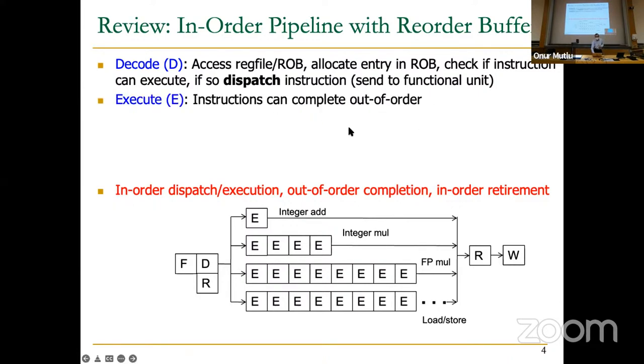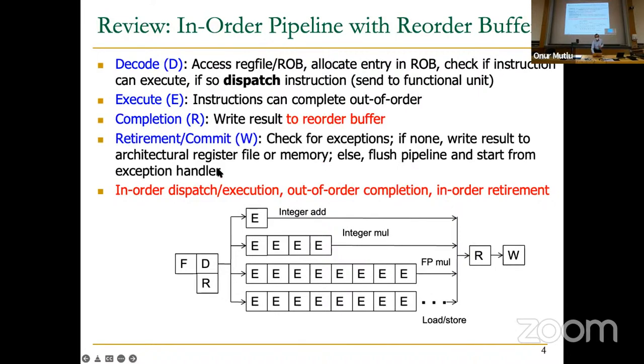In the execute stage, instructions can complete out of order. And when they complete, they write the result to the reorder buffer. And there's a separate retirement or commit stage where you check for exceptions. You basically check for exceptions in the oldest instruction. If the oldest instruction doesn't have any exceptions, it writes its result to the architectural register file or memory. And if there's an exception, you flush the pipeline and start from an exception handler. So we discussed this also in the last lecture, exception handling and precise exceptions. Okay, is this clear? So you remember, hopefully.